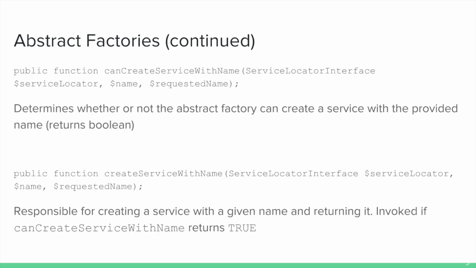Here we have an example of this. So here we have the method signatures of these two methods that we just discussed. The first one determines whether or not the abstract factory can create a service with the provided name. And the createServiceWithName method is responsible for creating a service with a given name and returning it. So this is only invoked if the canCreateServiceWithName method returns true.